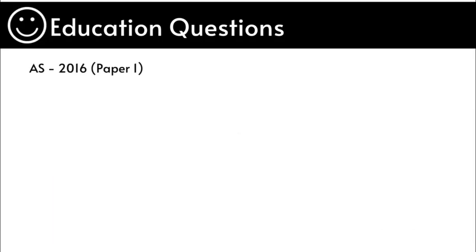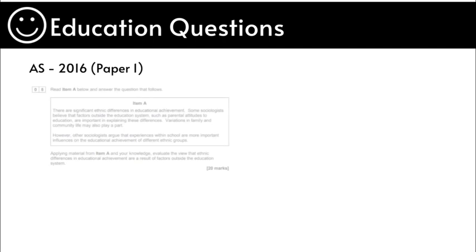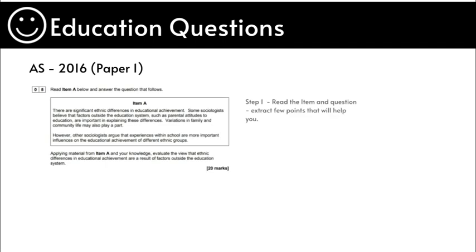This is an AS question from 2016 paper 1, question 5. Pause and have a read of the item and what the statement is asking you to do. Okay, so let's begin. I hope you've read it thoroughly. So step 1 is to read the item and the question and extract key points that will help you. I want you to do this yourself. It's good to put yourself into good practice when you're doing this. So why don't you pause and do it?